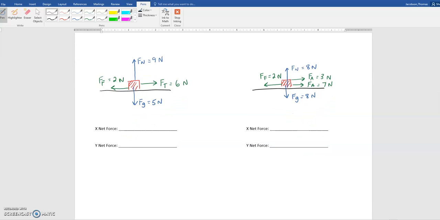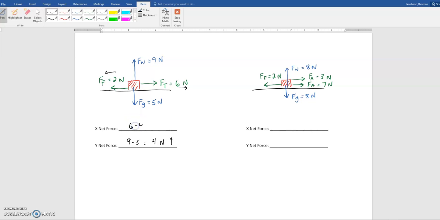In the next problem, we have 4 forces on an object, and it looks like there's a 9 newton force up and a 5 newton force pulling down, which means in the y direction, 9 minus 5, we have a 4 newton force being pulled upwards on the object. And in the x direction, we have a 6 newton force to the right and a friction force acting against that of 2 newtons to the left.